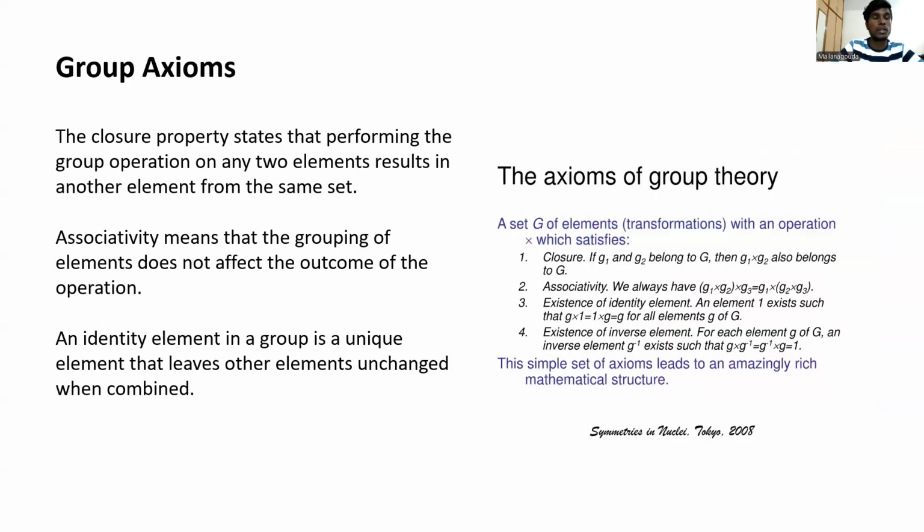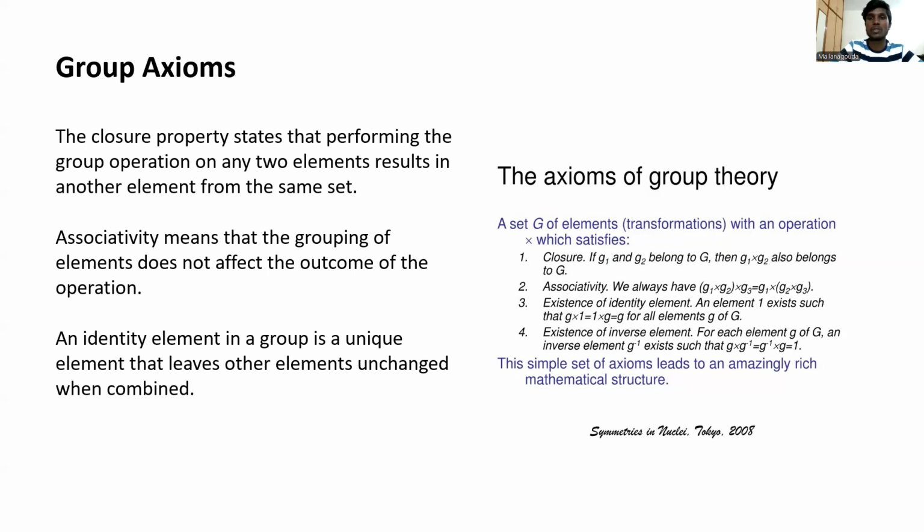Group axioms. The closure property states that performing the group operation on any two elements results in another element from the same set. Associativity means that the grouping of elements does not affect the outcome of the operation. An identity element in a group is a unique element that leaves other elements unchanged when combined.